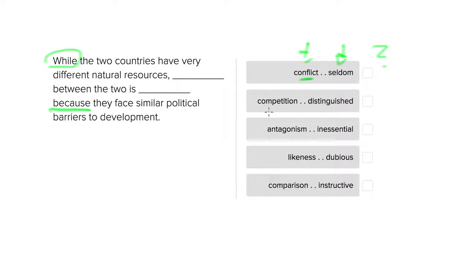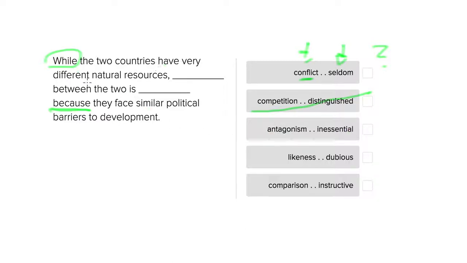Okay, the second option is competition and distinguished. While the two countries have very different natural resources, competition between the two is distinguished because they face similar political barriers to development. This doesn't satisfy the first thing because we're highlighting a difference in the first clause, that the two countries have very different natural resources, and then we're again highlighting a difference when we say that the competition is distinguished. We wouldn't have "while" here if we were doing two differences in a row, so this definitely isn't the answer.